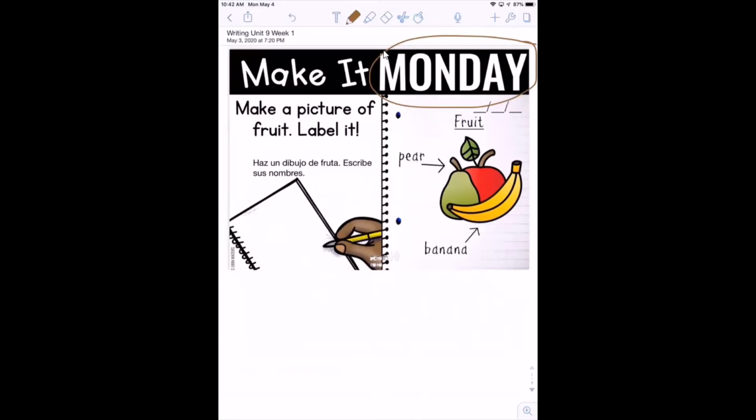So in your little writing journal, okay, we're still going to do it the same, okay? You're going to be writing the date, okay? So you're going to start like we always been doing. Today is Monday, May 4th, 2020. Okay, so you always write the date.